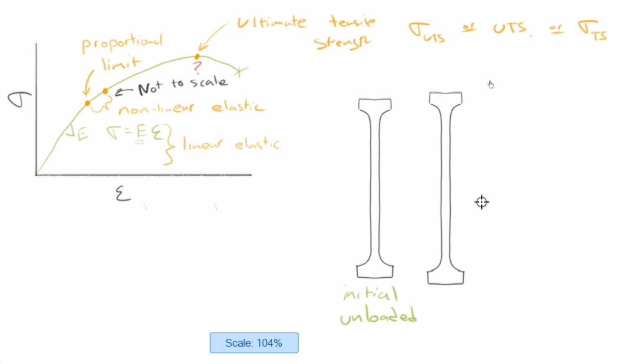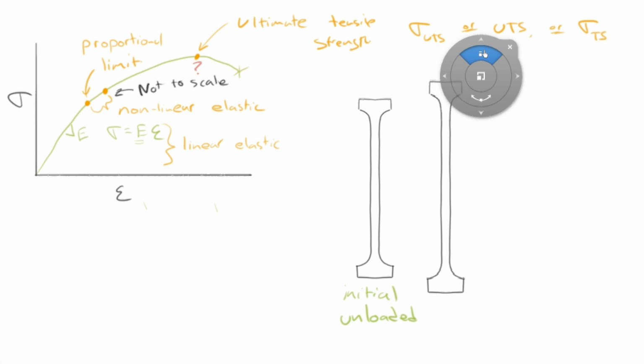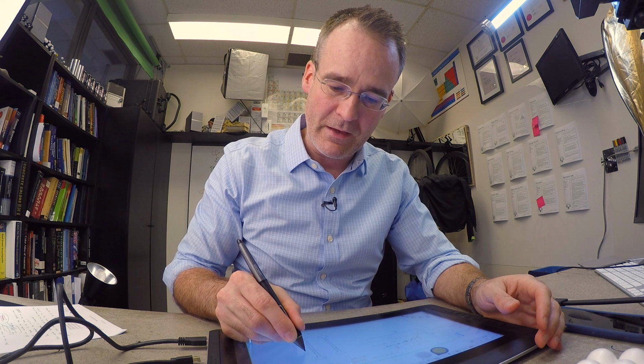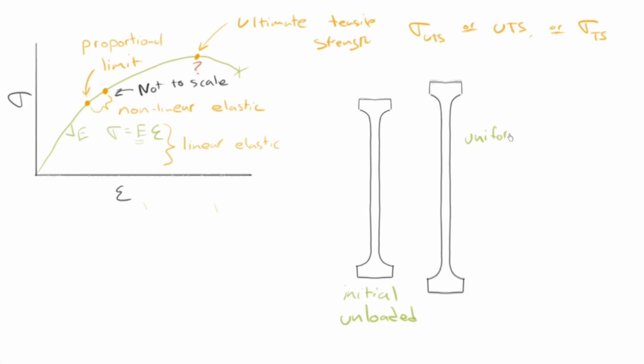And what I'm going to do is just stretch it out a bit, okay? So we can describe a certain type of behavior here. Through this reduced section, the elongation is distributed across that reduced section. So we call that uniform deformation. And if we want to be careful, we could say initially this is uniform elastic.